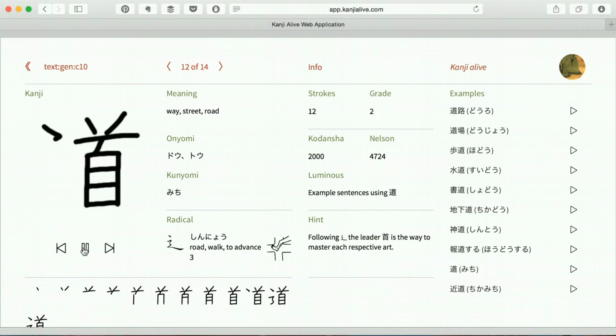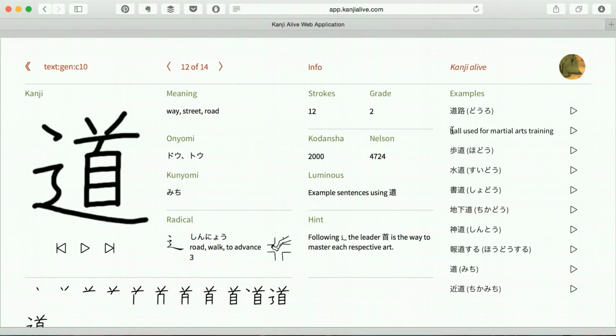And then the last few strokes are the running radical. Notice ji is in here, self, which we just learned. This part at the top, this altogether is kubi or neck. Follow, so the run following the leader. This is also one of the kanji that's in the word for prime minister, is the way to master each respective art. Great.